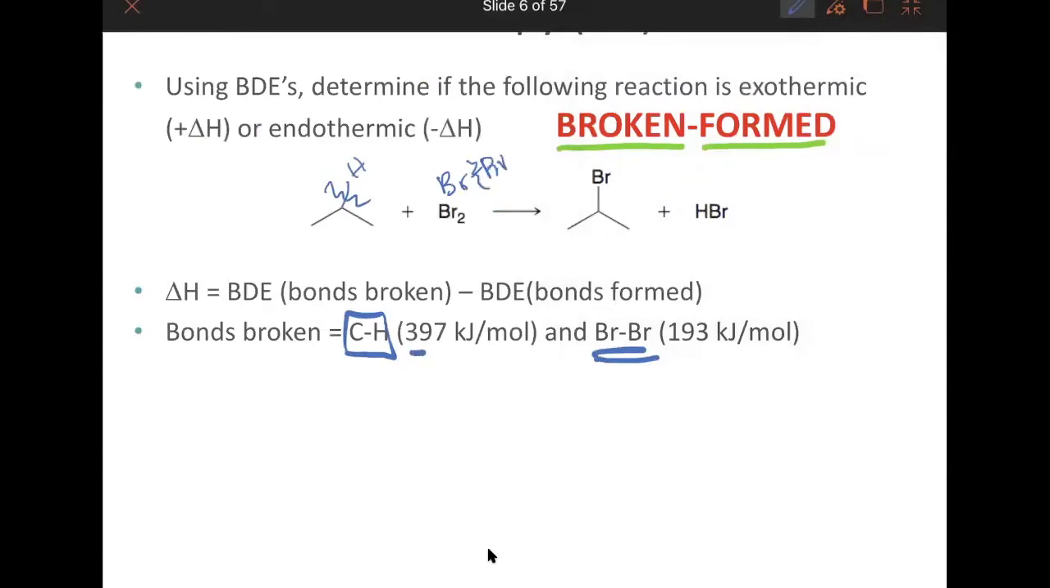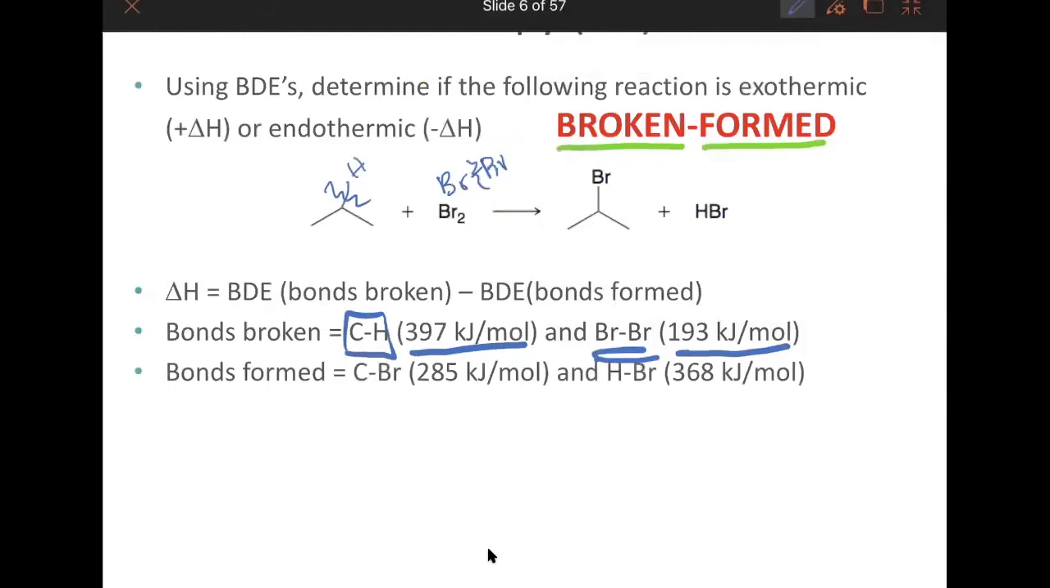This value is 397, and this value is 193 kilojoules per mole. If we look at what bonds are formed, we see that this bond is formed right here, and this bond is formed. So we have a C-Br bond and an H-Br bond being formed. And so right here we have C-Br and then H-Br. Again, you look up those values, and it's 285 and 368 kilojoules per mole, respectively.